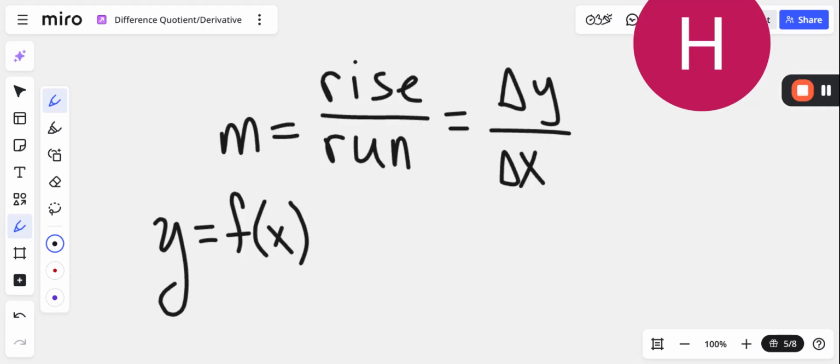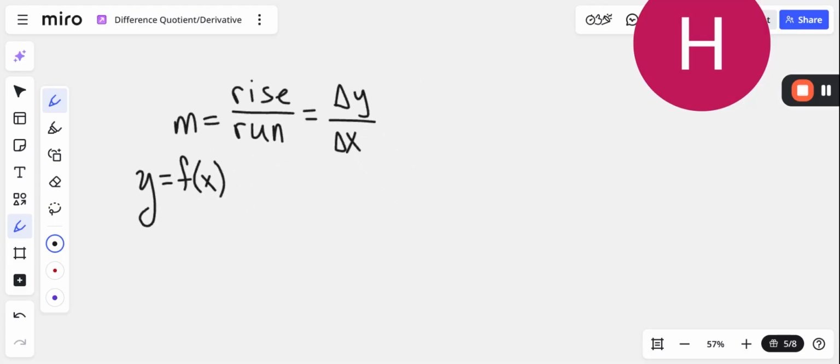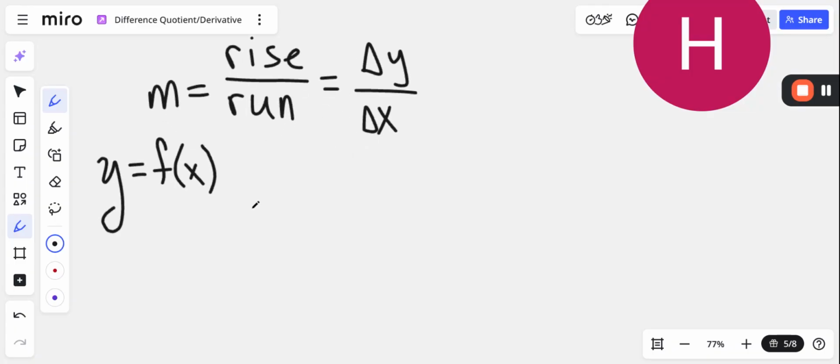Now, first I'm going to point out that we usually consider a function y equals f of x. So the y values that are changing are now really just function values that are changing. When the f of x changes value, the y has changed value, okay? So we have y equals f of x, and we're using this concept to understand rise over run.